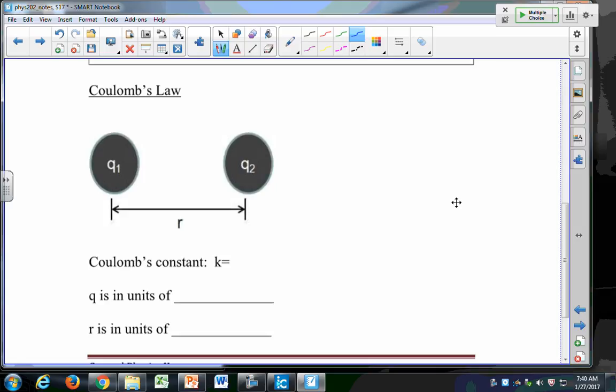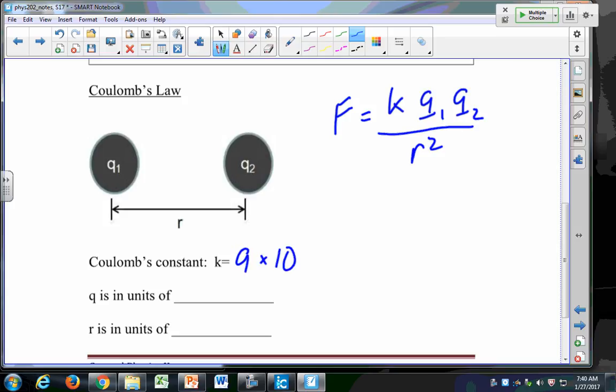Coulomb's law describes the forces between two charges. It is F equals k Q1 Q2 over r squared. See, it looks just like Newton's universal law of gravitation, except our G is now replaced with Coulomb's constant, k. k has a value of 9 times 10 to the 9th, or in your calculator, 9E9 is probably your preferred way to put that in. That's in newton meters squared per coulomb squared.